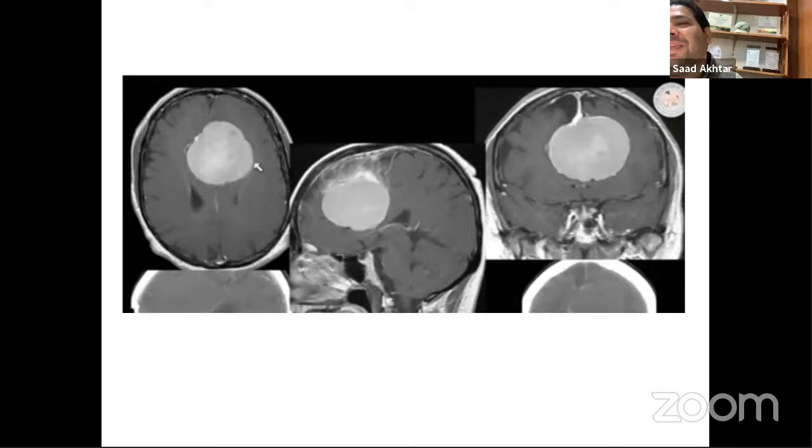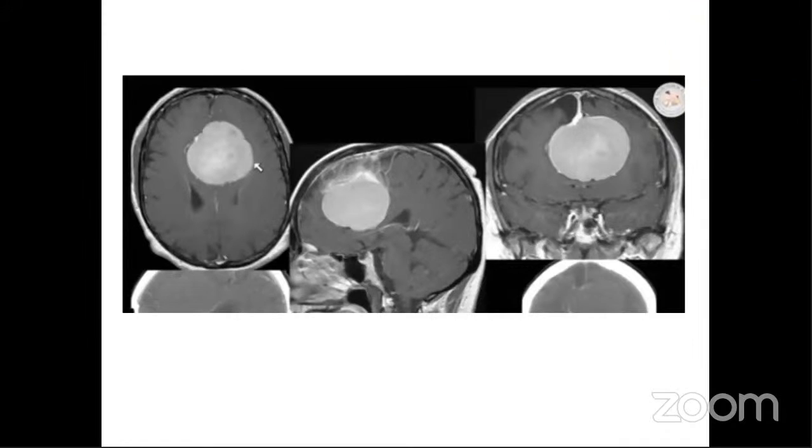So what do you think? What kind of a tumor is this? Do you think this is an extra-axial lesion or intra-axial? So Dr. Fifa and all of them think it's an extra-axial lesion. So what sort of an extra-axial lesion is this? It's a meningioma. Dr. Osman is saying it's a parasagittal meningioma, while Dr. Mamuna is saying this is a parafalcine meningioma.